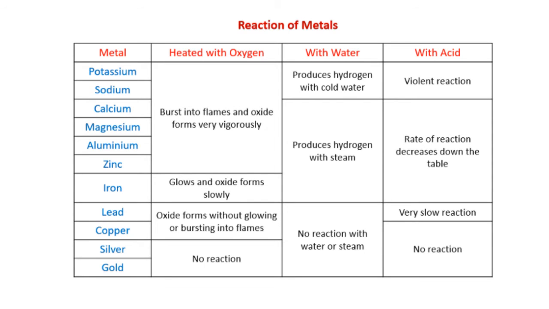So to summarize what we learned about reactivity of metals, how metals react with oxygen, with water and acid. You can see how sodium reacts with water, with oxygen, with acid, similarly all the others. Looking at this, we are able to understand which metals are very reactive and which metals are less reactive. For example, gold and silver are very less reactive or rather show no reaction at all, while sodium and potassium are quite reactive.